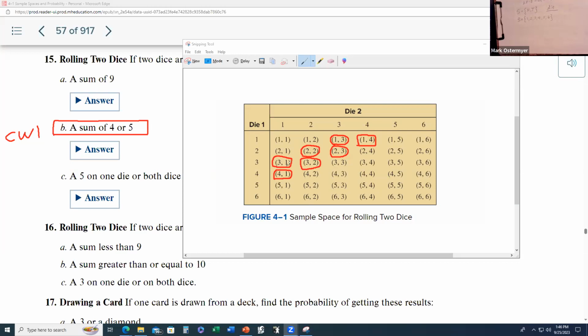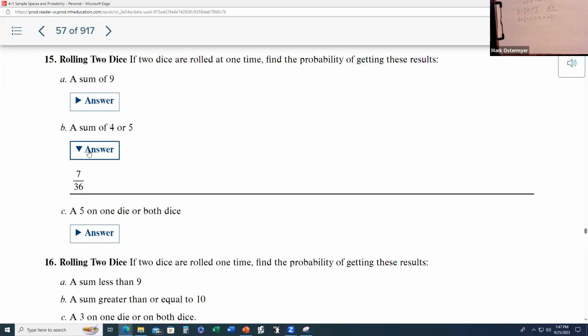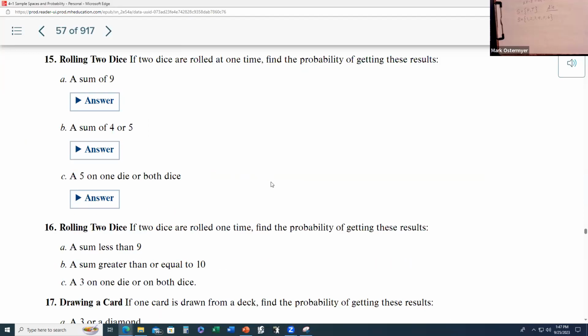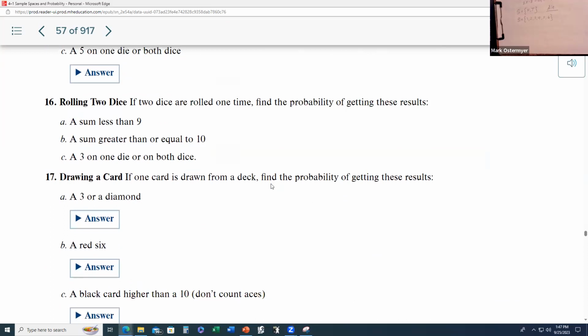You could roll a 3 and 1, 2 and 2, 1 and 3, 4 and 1, 3 and 2, 2 and 3, or 1 and 4. Okay. It's making sense here, basic probability so far.